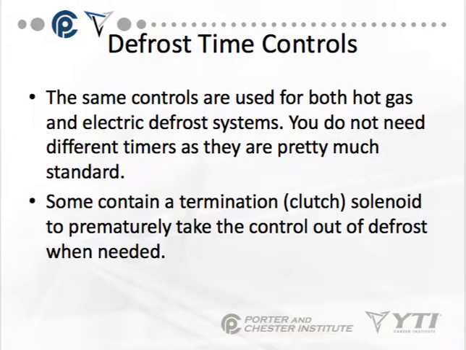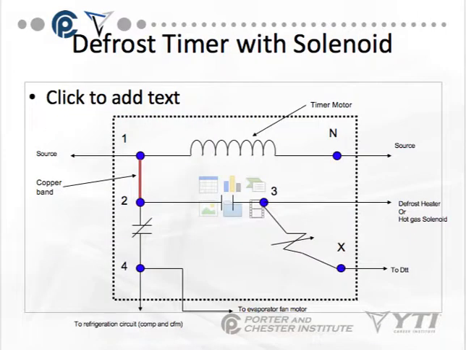The defrost time controls are the same controls used for both hot gas and electric defrost systems. You do not need different timers. They're standard. Some timers contain a clutch solenoid. It's a defrost termination solenoid that will prematurely take the control out of defrost when needed based on coil temperature. We talked about the DTT, which is the defrost termination thermostat, and also the DTFCD, which is the defrost termination fan delay thermostat.